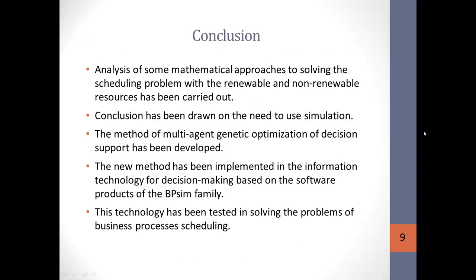So I make a conclusion. The analysis of some mathematical approaches to solving the scheduling problem with renewable and non-renewable resources has been carried out. A conclusion has been drawn on the need to use simulation. And the method of multi-agent genetic optimization has been developed. The new method has been implemented via the software products of the BabySim family. And this technology has been tested in solving the problems of business processes scheduling.